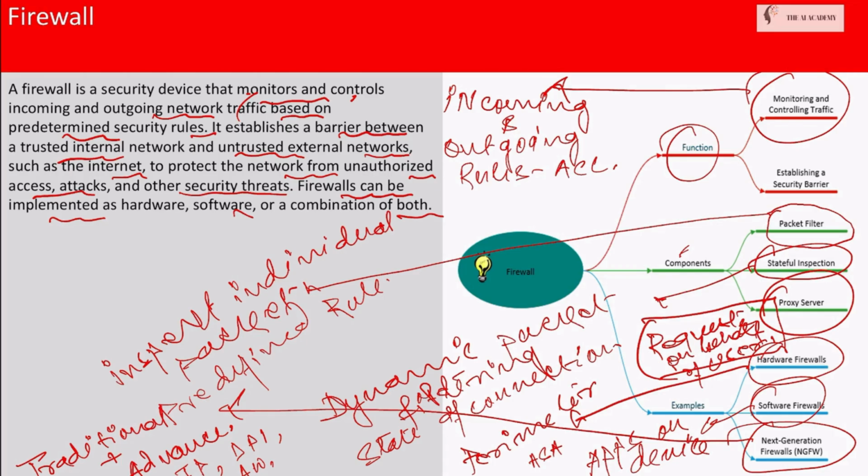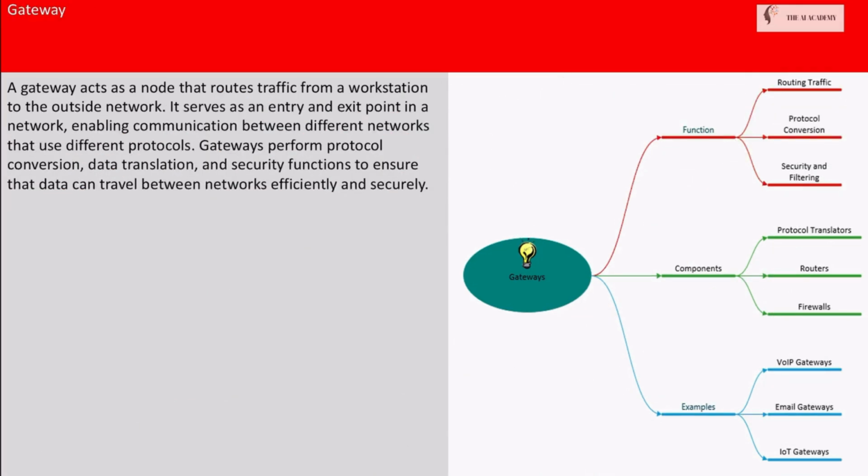A gateway acts as a node that routes traffic from a workstation to the outside network. It serves as an entry and exit point in a network, enabling communication between different networks that use different protocols. Gateways perform protocol conversion, data translation, and security functions to ensure that data can travel between networks efficiently and securely. The gateways are critical components in network communication, facilitating the flow of data between different networks and ensuring compatibility between different protocols. Here's a closer look at how gateways perform their functions.